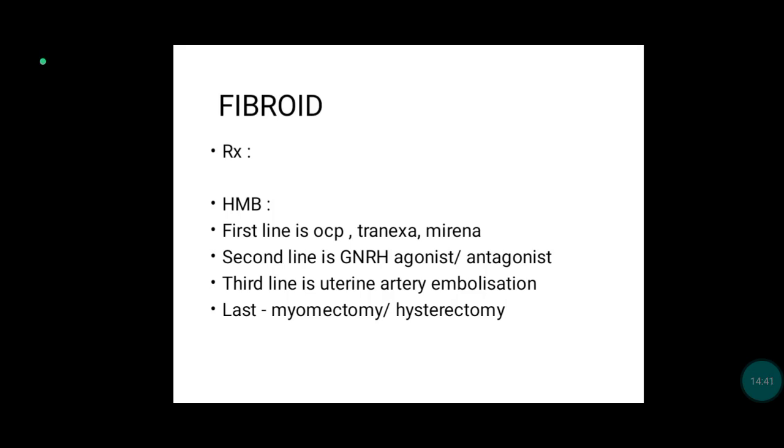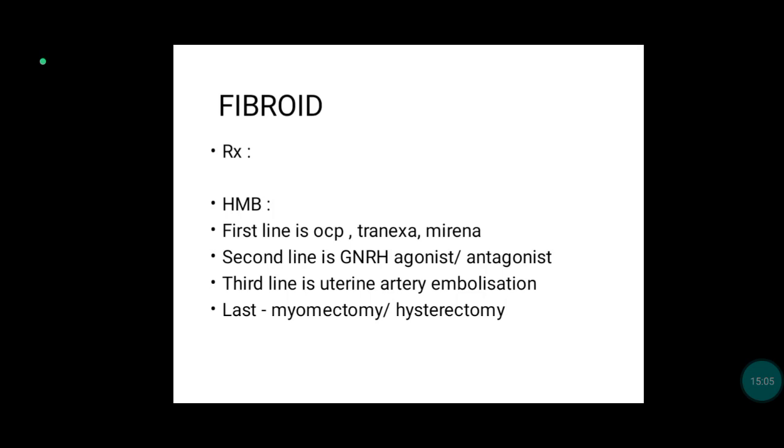will decrease the bleeding. If there is no response to these first line drugs, we have to move on to second line drugs, that is GnRH agonist or GnRH antagonist, and we have to administer this continuously. Second line drugs will be continuous administration of GnRH agonist and antagonist. The preferred drug will be elagolix.